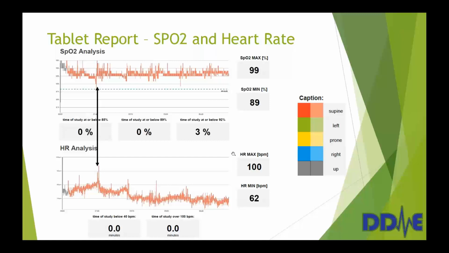Okay, and one of the reasons I chose this graph is you can see there is a desat down to 89%, and you can see the patient's heart rate rose to 90%. So this is a normal heart rate response to an oxygen desaturation. Okay, this is what you would expect to see. What you don't expect to see is like what we saw with that other patient. They were desatting much lower, and they weren't having nearly the cardiac response that they should have. Okay, so that's an example.